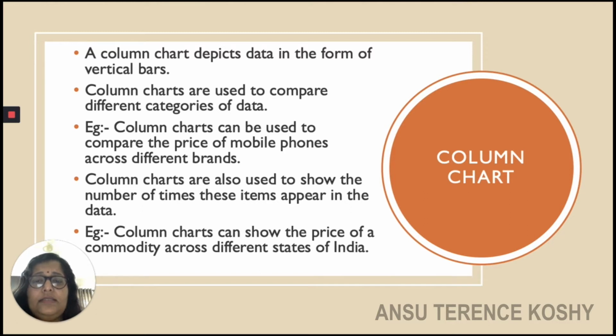Column charts are also used to show the number of times these items appear in the data. It is also used to show the frequency of data, or the number of times this data is appearing in a chart. For example, column charts can show the price of a commodity across different states of India. You can take any mobile phone and compare the change in its prices in different states across India. That is also possible with the help of a column chart.